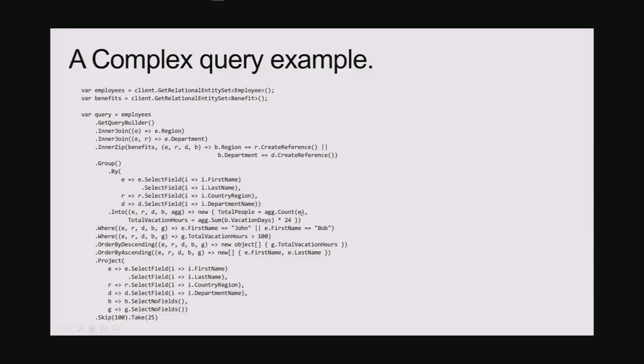And then you do aggregations over the count of the employees. And you calculate the total vacation hours as the sum here, and this is a calculated field. And then you do where clauses that you add together, where the first name is John, and so on. And here you're working over the aggregated fields, and you only want the guys who have vacation hours greater than 100. Then you do some order bys here, and you do a projection, and then you skip the first 100 values, and you take the next 25.